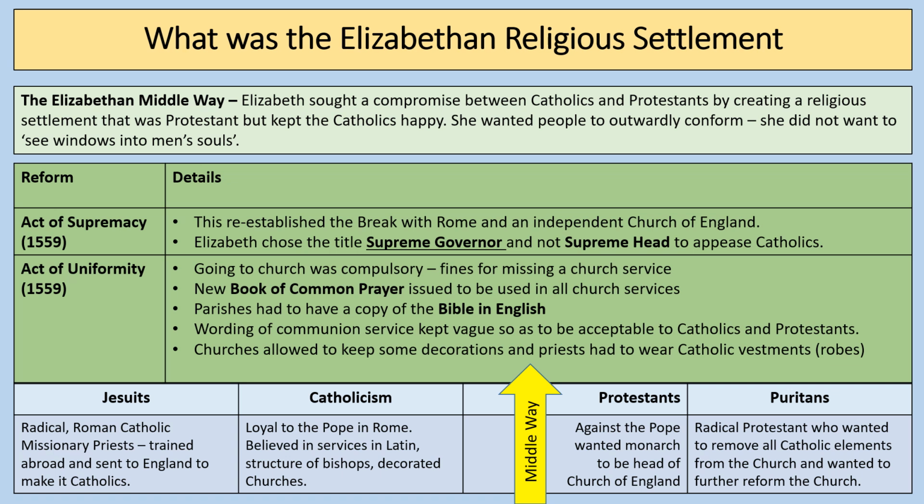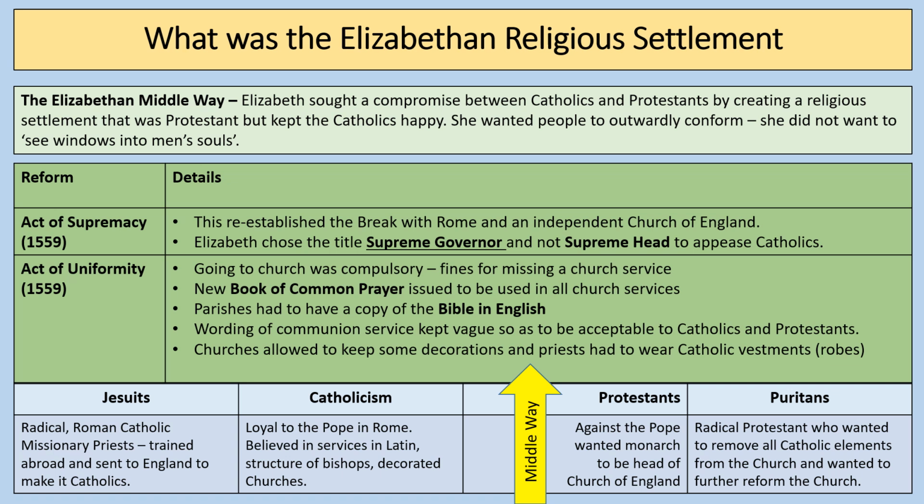So in terms of the Act of Supremacy, it re-established the break with Rome and an independent Church of England, and Elizabeth chose the title Supreme Governor, not Supreme Head, to appease the Catholics. In terms of the Act of Uniformity, going to church was compulsory, and there were fines for missing a church service, but they were relatively small fines at the start of her rule. A new Book of Common Prayer was issued to be used in all church services. Parishes had to have a copy of the Bible in English.